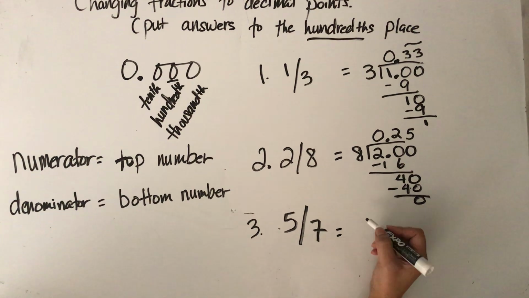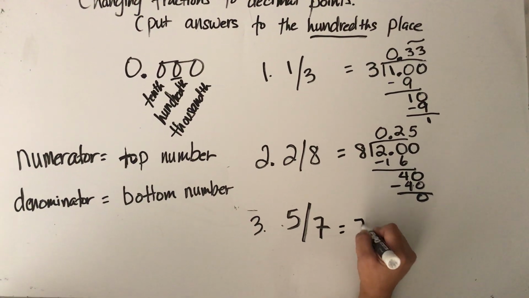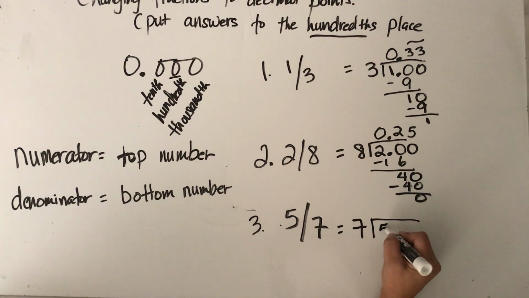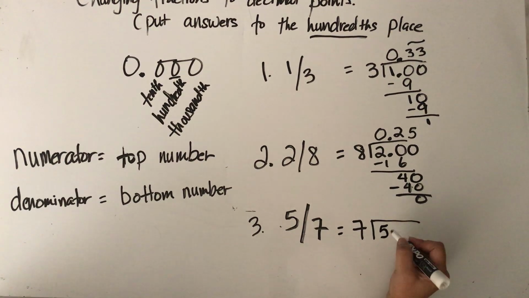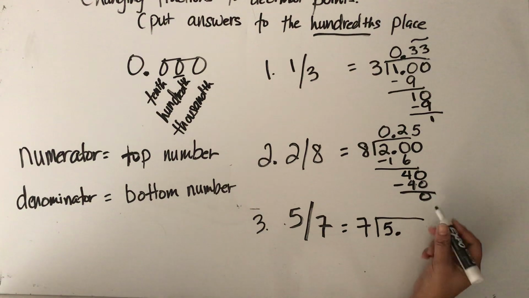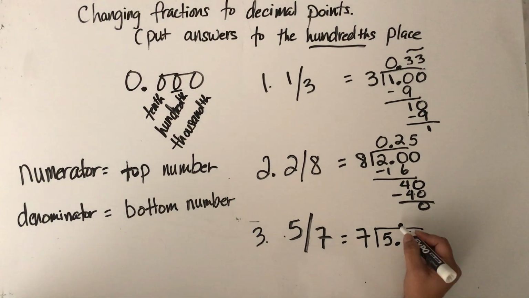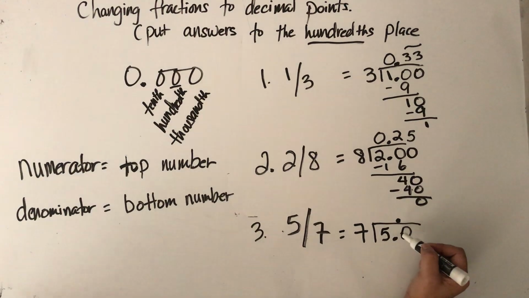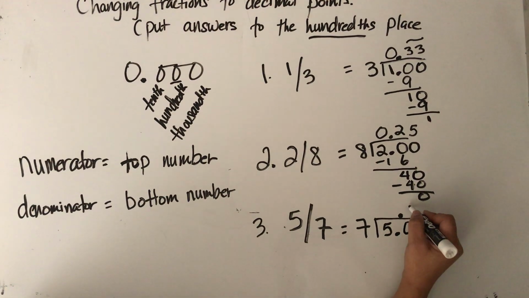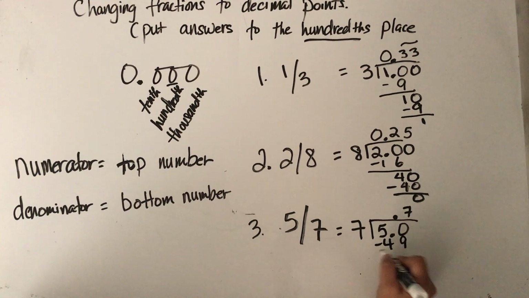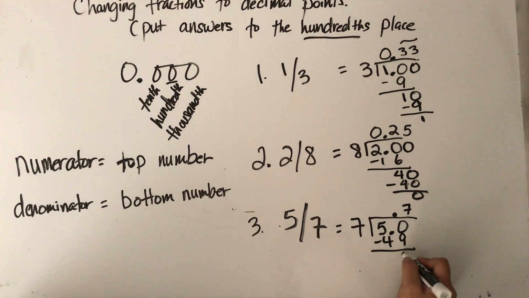Okay, same process here. You want to take the denominator and you put it outside, and then the numerator goes inside. 7 cannot go into 5. You put your decimal point and you add your 0. You align your decimal points. 7 goes into 50 7 times. 7 times 7 is 49. 50 minus 49 is 1.